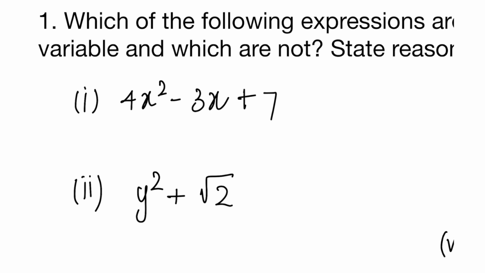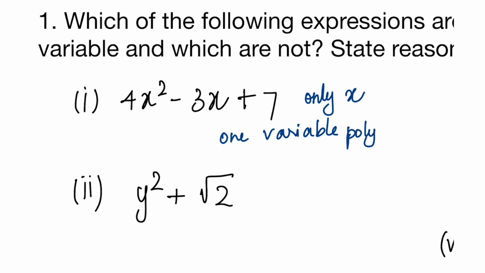Now, this is a polynomial expression with a single variable because we have only one variable x. It's obviously a polynomial expression because it has exponents and coefficients and variables. The variable that we have here is only x, and hence it is a one variable polynomial expression, because we simply don't have any other variables.